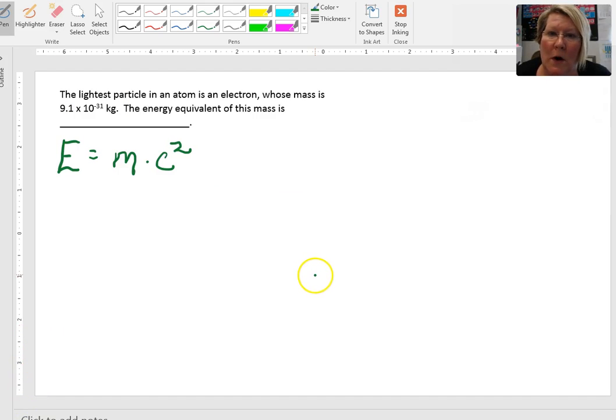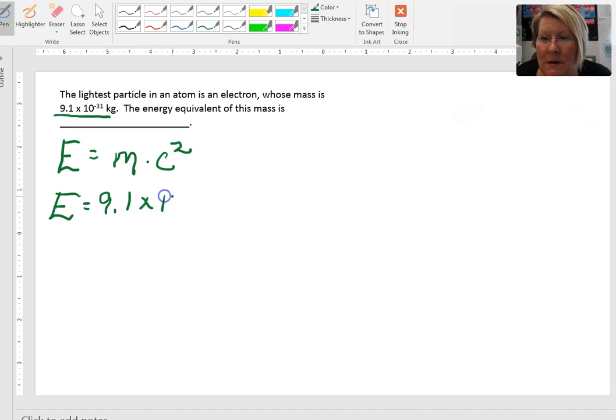Let's do one more problem of the conversion of mass to energy. Here they say the lightest particle in an atom is an electron whose mass is 9.1 times 10 to the negative 31 kilogram. Very small mass. What is the energy equivalent of this mass? So whenever you read these problems that want to know the energy equivalent to a mass, you're going to be using E equals mc squared. So here it's just plug away.